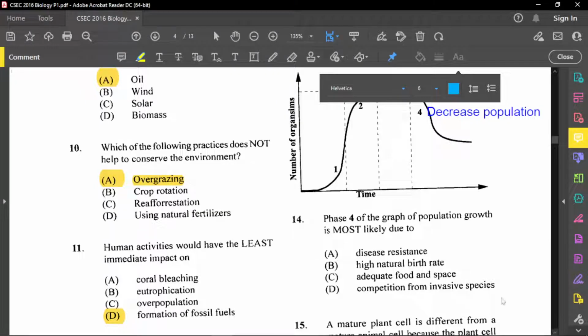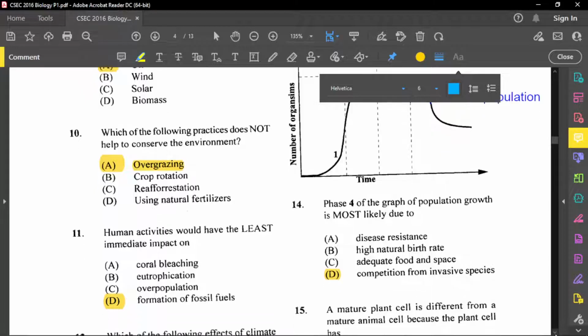And so looking at it carefully, it's disease resistance. If you have disease resistance, then population should increase, not decrease. High natural birth, it should be an increase. Adequate food and space should be an increase, but competition from invasive species definitely will decrease population. And so D can be our answer right there. Well, it is our answer.